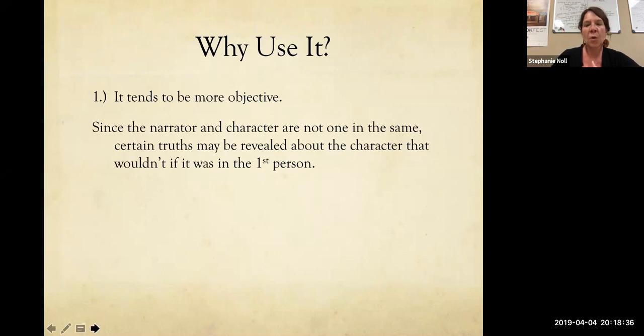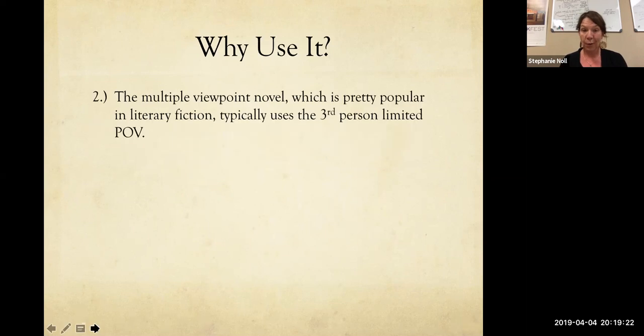Why you might use it. It tends to be more objective. So the narrator and the character are not one and the same. Do you understand what I'm saying there? So with the first person, it's not that the reader thinks you are the I, right? Most readers won't make that mistake or assumption, I should say. But it puts one more layer of objectivity between the writer and the reader, if that makes sense, because the narrator is not the same as the character. We see the character as some separate entity that's telling us a story, or that we're seeing the story through, I should say.